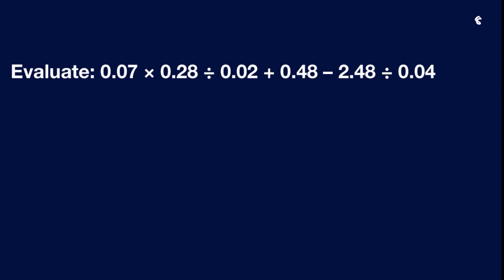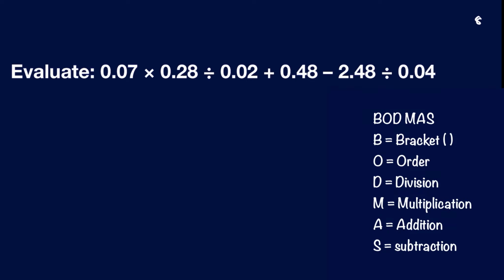0.07 multiplied by 0.28 divided by 0.02 plus 0.48 minus 2.48 divided by 0.04. So this is an order of operations question where we follow the BODMAS rule. B for bracket, O for orders, D for division, M for multiplication, A for addition and then S for subtraction. So first we have to do the division.